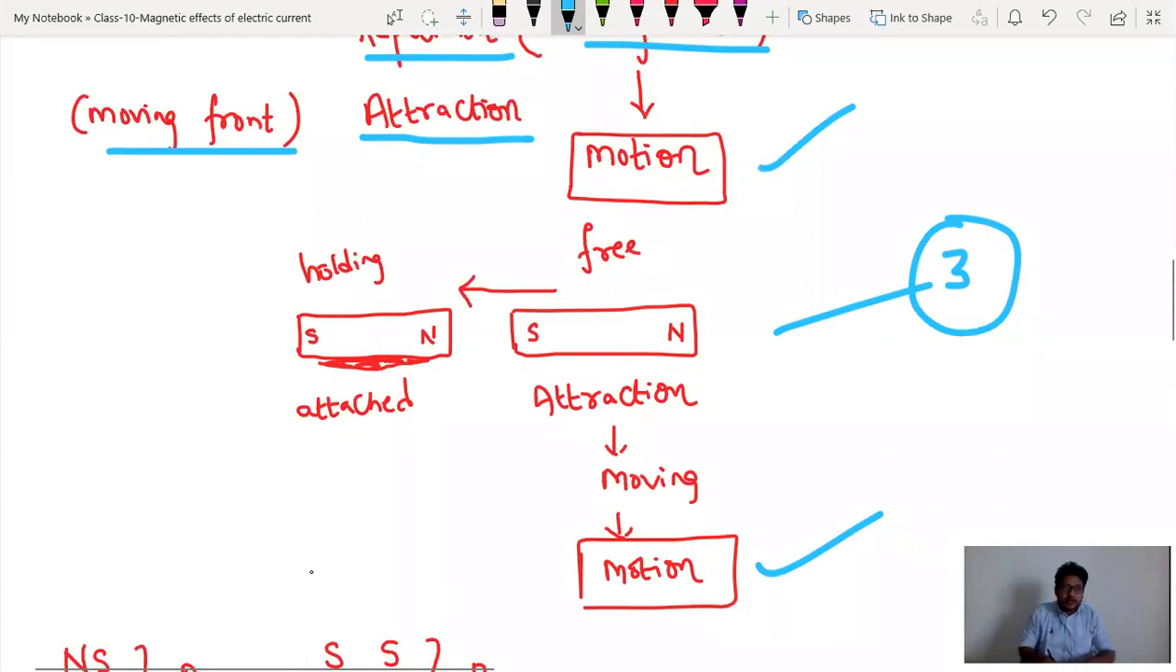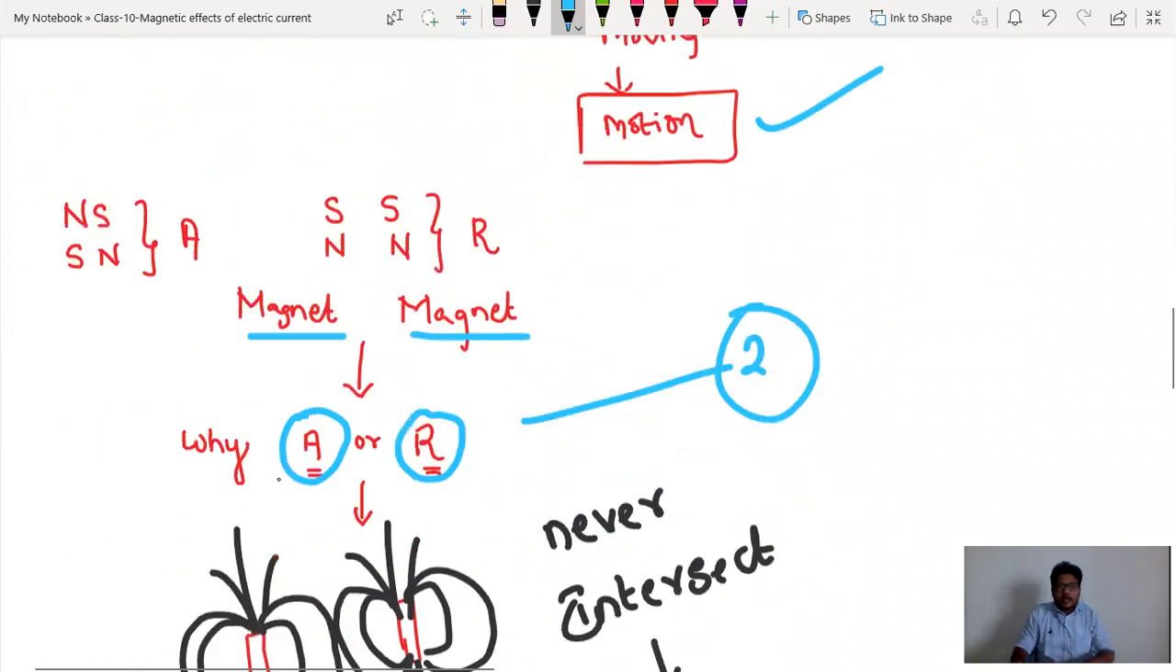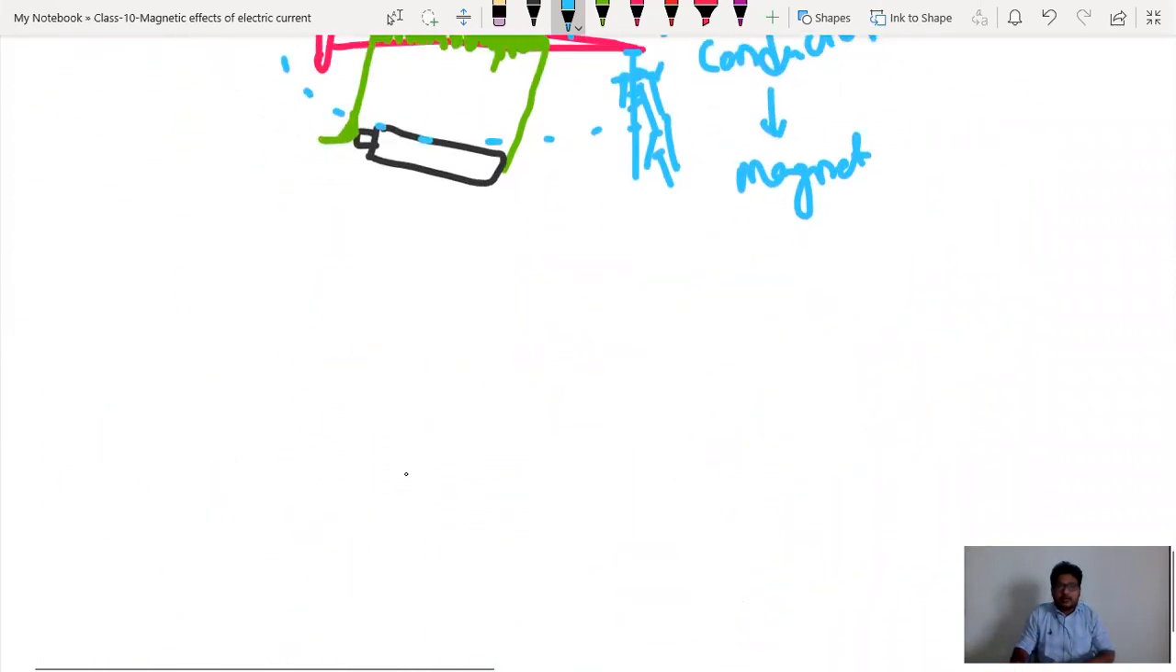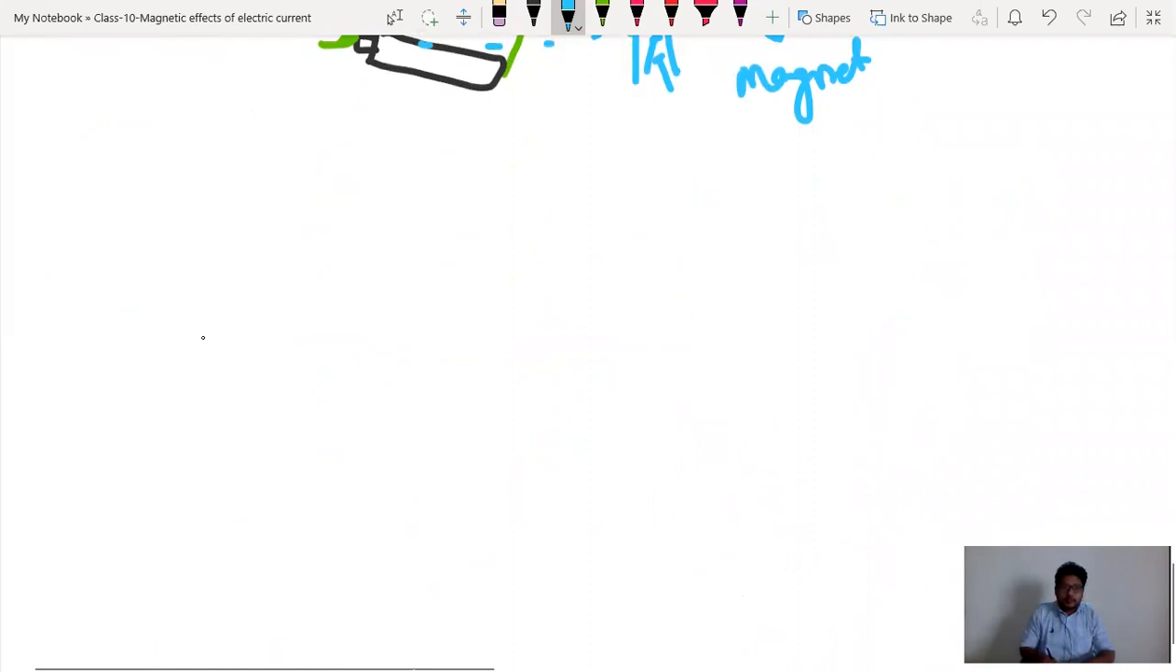Compass needle, if you observe, first it will be like this. Because of the attraction or repulsion, it may turn like this, or it may deflect in this direction. Means there is motion, isn't it? Now you need to understand the fourth concept. That is, let us enter into the chapter motion.